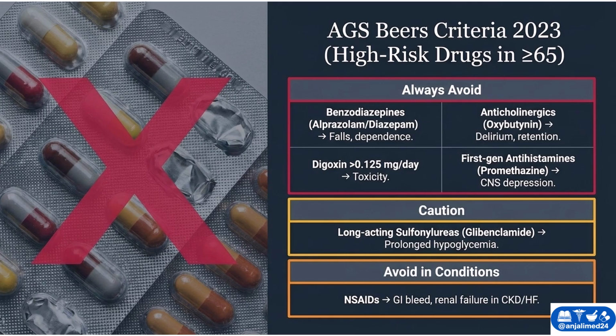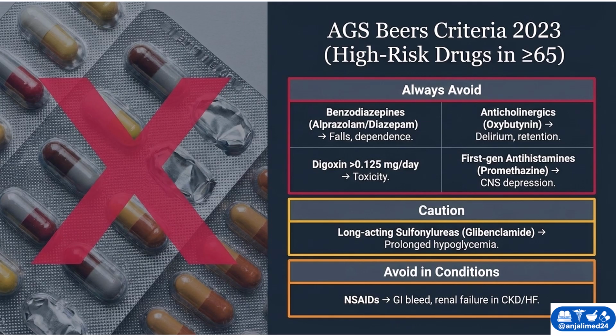Another major concern involves the first-generation antihistamines, such as promethazine. These agents cause profound central nervous system depression, sedation, and delirium, especially in hospitalized geriatric patients. Now let's move on to the caution category.